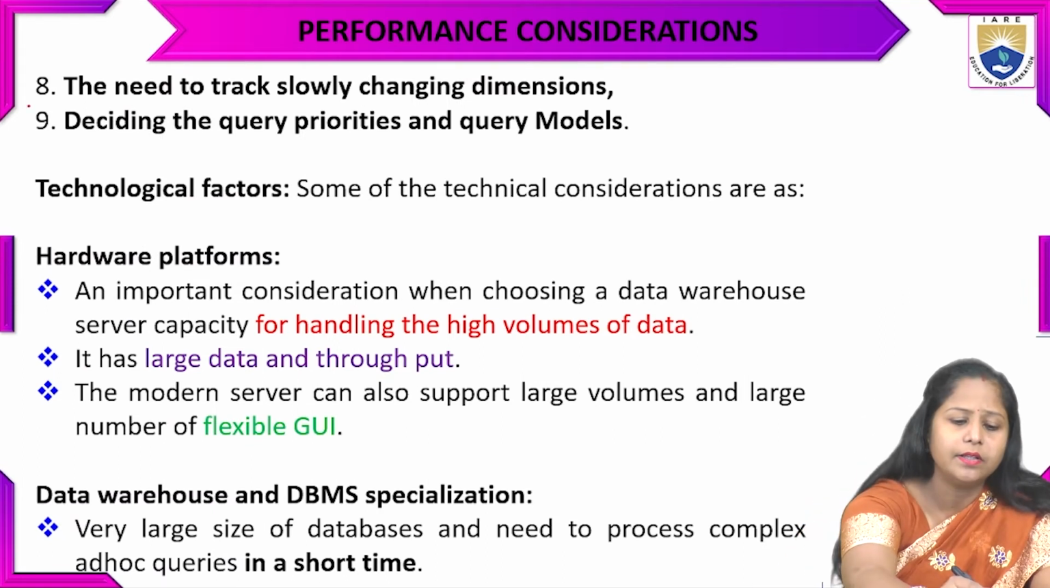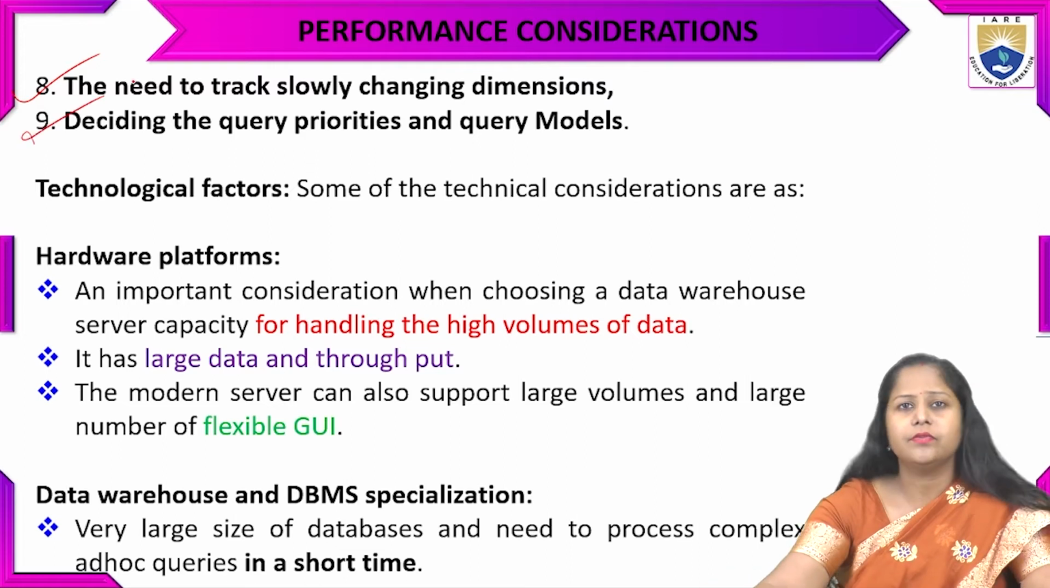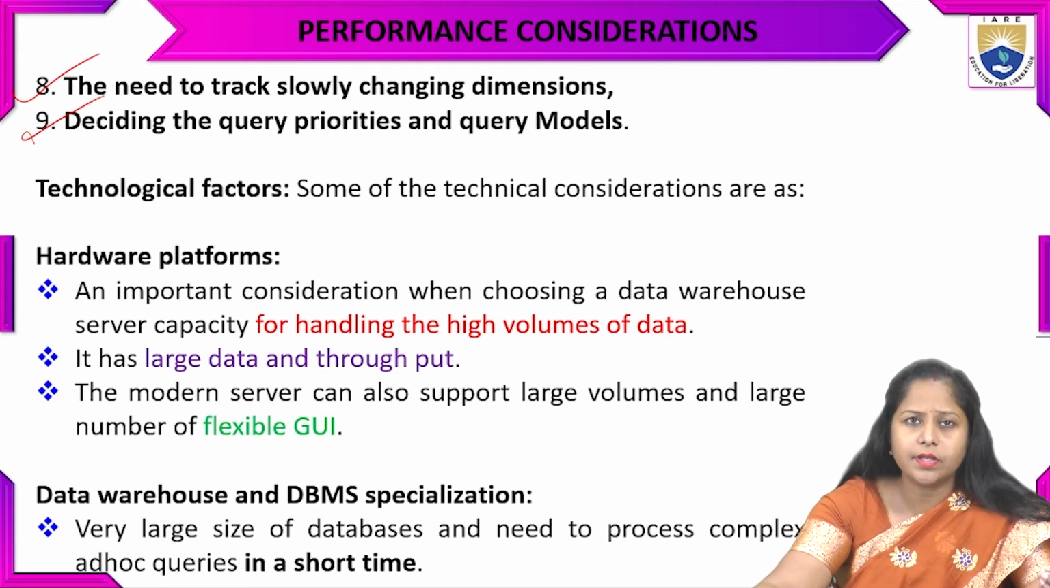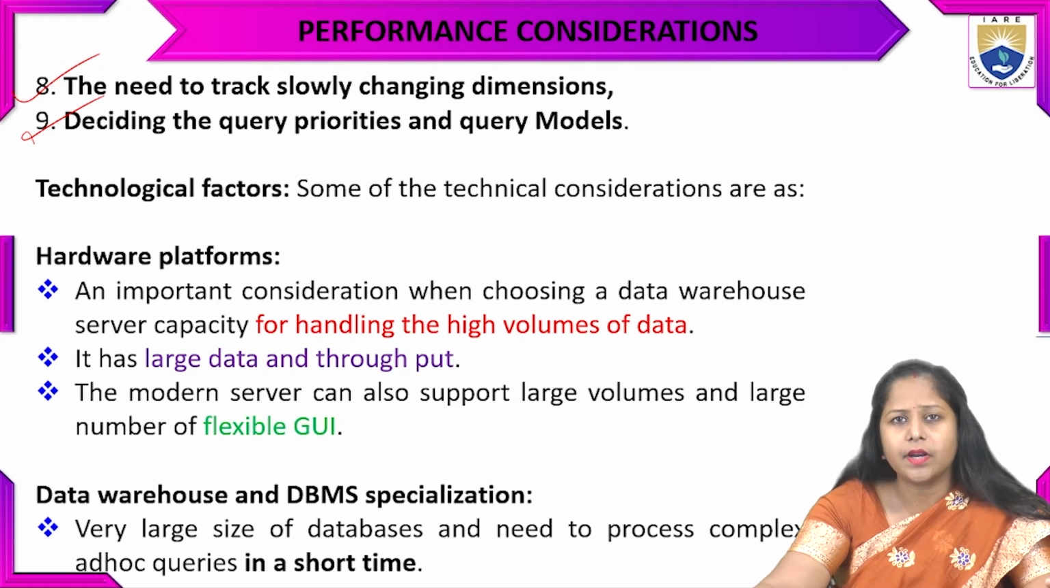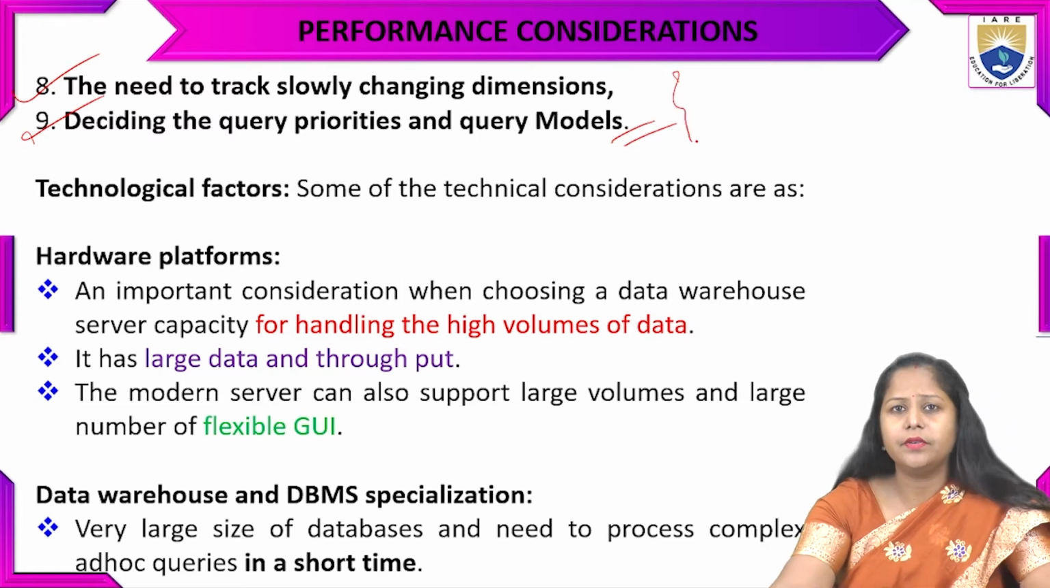We also need to track slowly changing dimensions. In the dimension table there will obviously be changes, so we need to track that in this phase as well. Next, we need to decide the query priority, which is the query written by the data warehouse manager or data warehouse architect, so that it can be given priority. We need to write the queries in priority order, for the different query models, right? So those were the different factors.